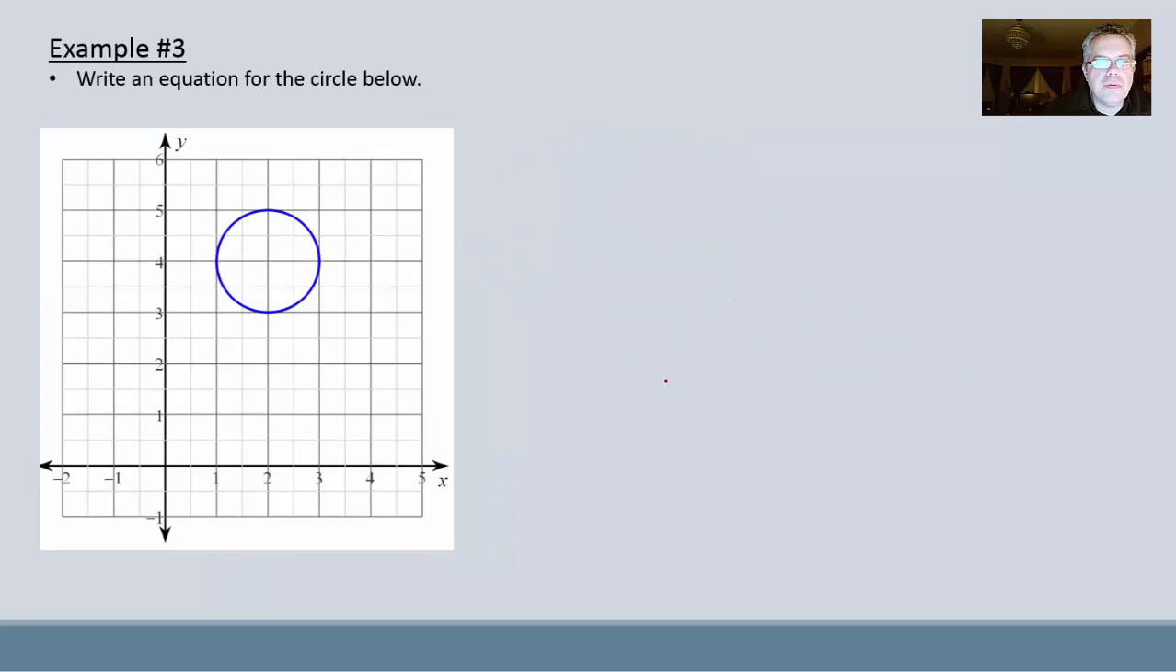All right, next example. Here's another one. So first we want to find the center. This time the center is at 2, 4. It's a small circle.